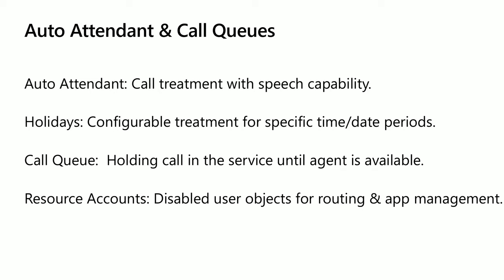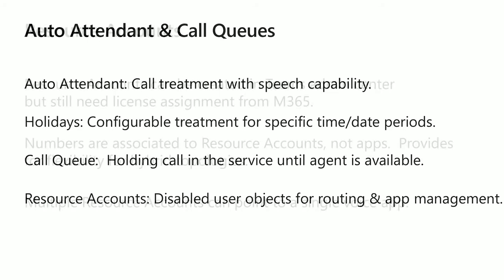All of this is powered underneath the covers by a concept called a resource account. In reality, these are disabled user objects within Azure Active Directory. They'll show up in your user list in the Office 365 Admin Center as a disabled user. But effectively what that does is it allows us to use all of the same routing workflow and core routing guts within the product to make things like direct routing work with these different types of apps.